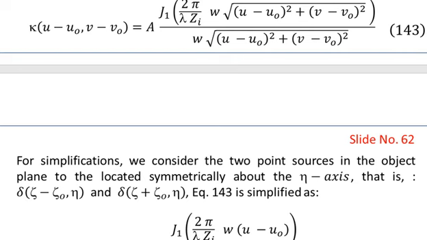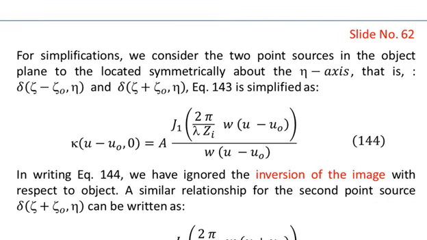So you see that we are taking the 2 point sources for simplicity on the zeta axis, at zeta equal to plus zeta naught and zeta equal to minus zeta naught. And you know that we have taken the 2 point sources on the zeta axis for simplicity. So you see that equation number 143 is simplified as given in equation number 144.